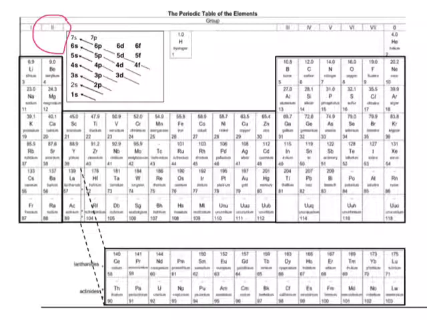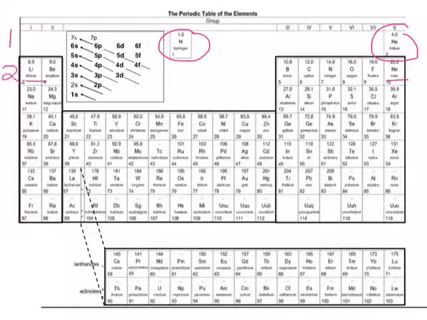Moving on to the period number. Hydrogen and helium have only 1 quantum shell, thus period 1. Lithium all the way to neon have 2 quantum shells, thus period 2. Sodium to argon have 3 quantum shells, thus period 3. So by knowing the number of quantum shells, the period number is known.